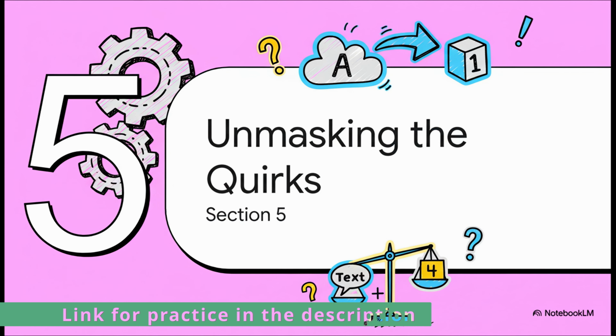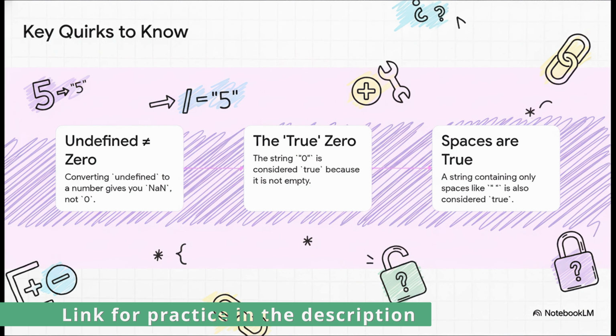So let's wrap all this up by going over the biggest, most common quirks we've talked about. If you can just commit these few things to memory, you'll have a much, much better handle on how JavaScript is thinking under the hood. Okay, here are the three big takeaways. Number one, undefined turns into not a number, not zero. That's a huge one. Number two, the string with a zero in it is true because it's not empty. And number three, for the exact same reason, a string with just a space in it is also true. Remember those three and you'll save yourself a lot of headaches.